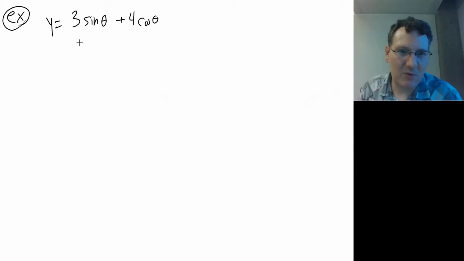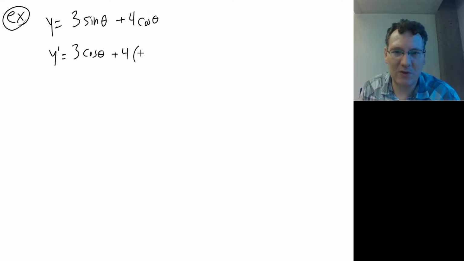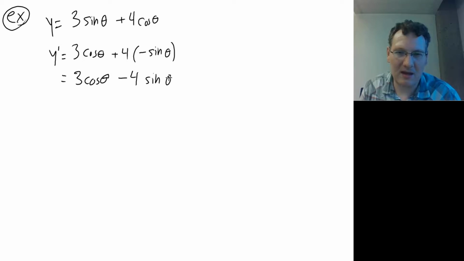So take, for example, y equals 3 sine theta plus 4 cosine theta. Well, y prime is going to be 3 times the derivative of sine, which is cosine, and then plus 4 times the derivative of the cosine, which is a negative sine of theta. So this is actually going to be 3 cos theta minus 4 sine theta.